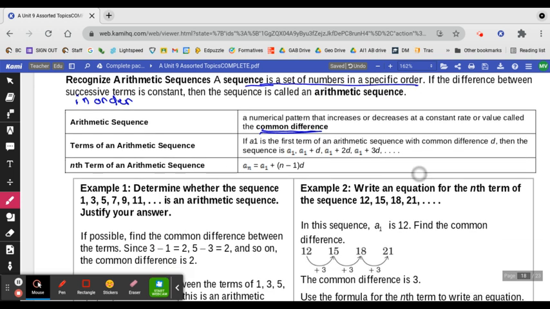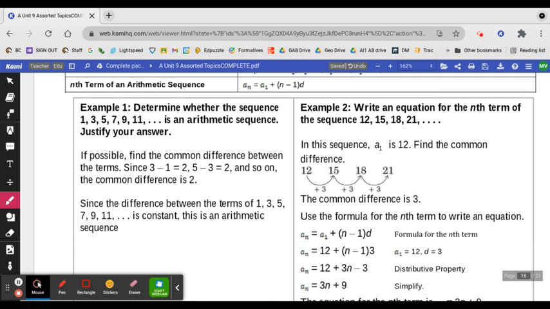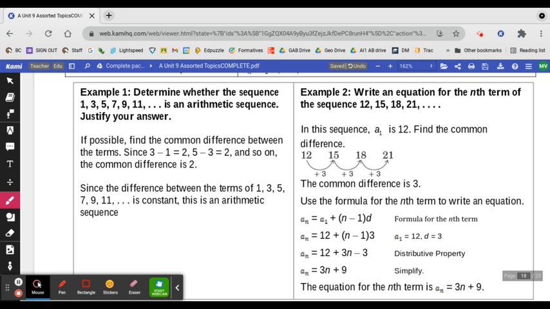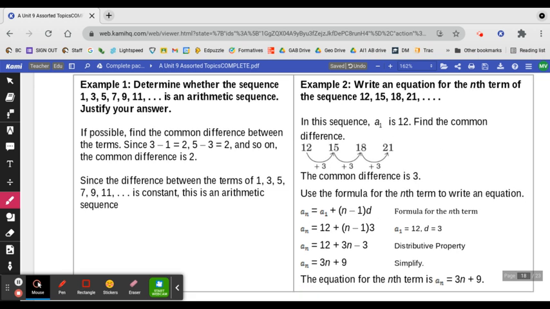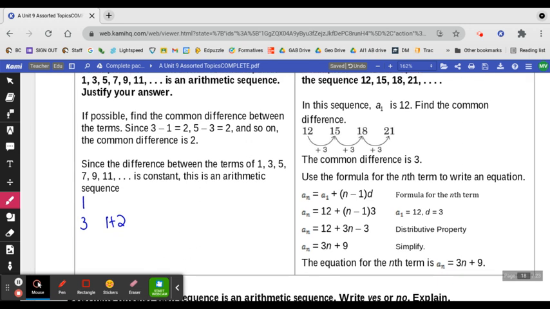So let's look at example one. Our numbers are 1, 3, 5, 7, 9, 11. When I go from 1 to 3, I did 1 plus 2. Then my next number is 5, so I did 3, which was 1 plus 2 plus another 2. Then 7, added another 2.